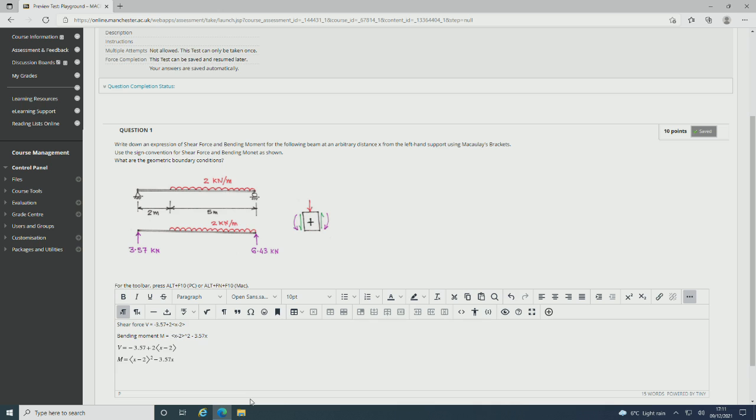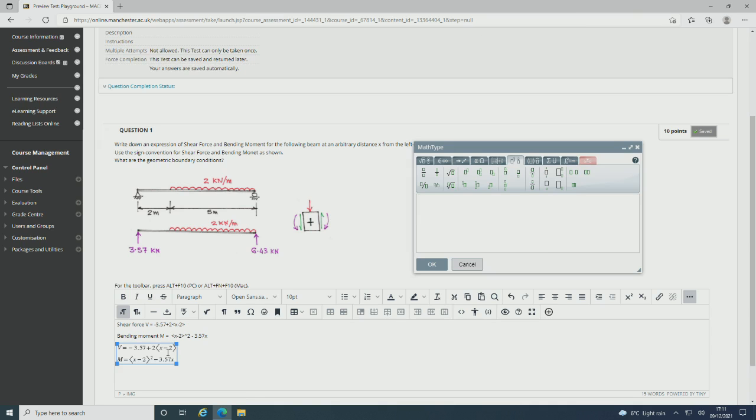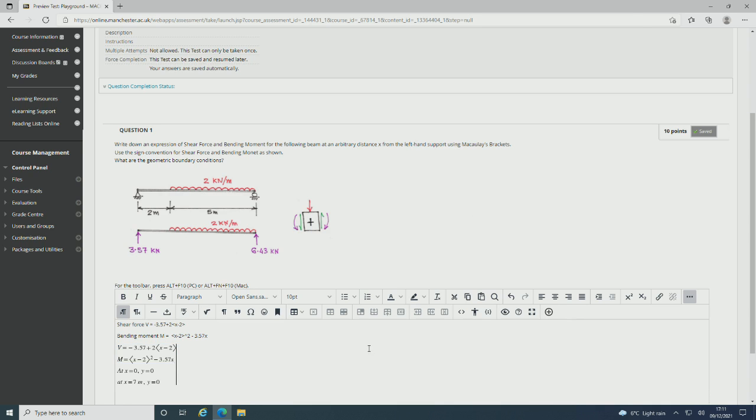So that way you can use Macaulay bracket, and I'll definitely put one of these questions. And then you say, what are the boundary conditions? So for the boundary conditions, you can say at x equal to 0, y equal to 0, and at x equal to 7 meter, y equal to 0, for example. And then if you put that in, that will put in everything in there.